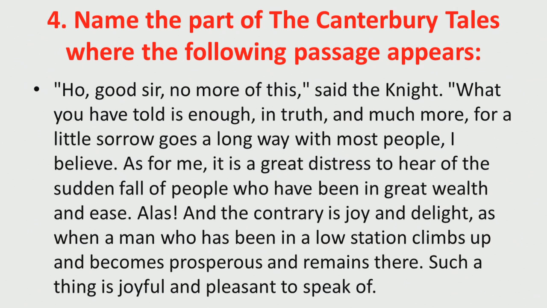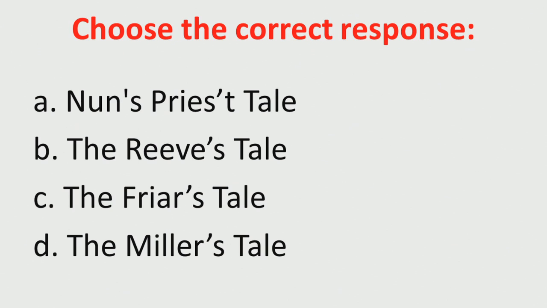Next. Passage from Chaucer's The Canterbury Tales, and I want you to tell me the story, the section or the part of the Canterbury Tales where the following passage appears. "Oh, good sir, no more of this," said the knight. "What you have told is enough, in truth, and much more, for a little sorrow goes a long way with most people, I believe. As for me, it is a great distress to hear of the sudden fall of people who have been in great wealth and ease. Alas, and the contrary is joy and delight, as when a man who has been in a low station climbs up and becomes prosperous and remains there. Such a thing is joyful and pleasant to speak of." So, choose the correct response. Is it from the nun's priest's tale, the reeve's tale, the friar's tale, or the miller's tale?